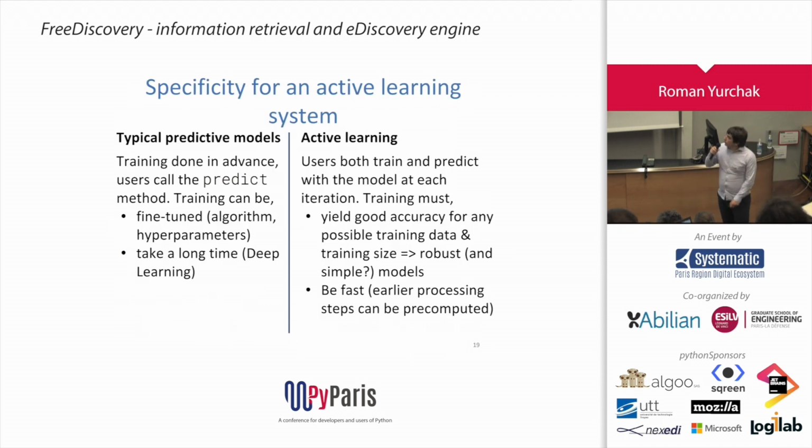I would also like to talk a bit about the specificity of the active learning system we have. In a lot of systems that have predictive models, you have some fixed set of data that you train upon, and then the users are going to call the predict functions, right? This allows you to fine-tune the way you fit your model and choose the best model, and even if the training takes a long time, such as in deep learning, it doesn't really matter because you can control that and run it in the background.